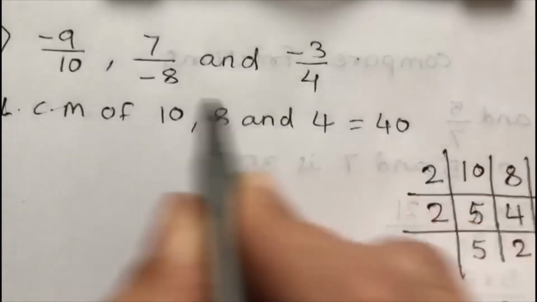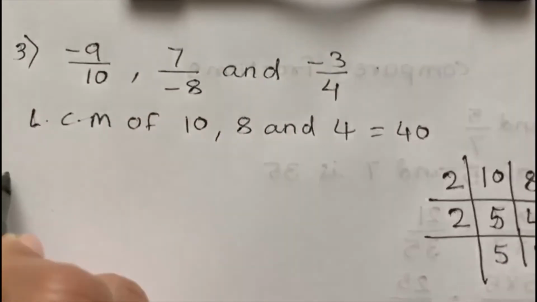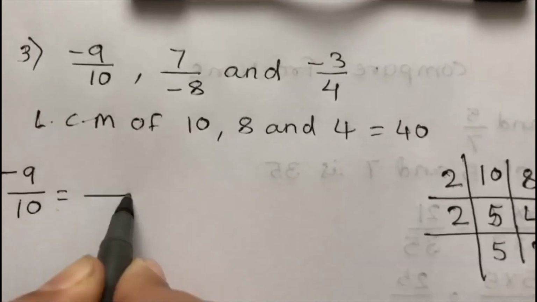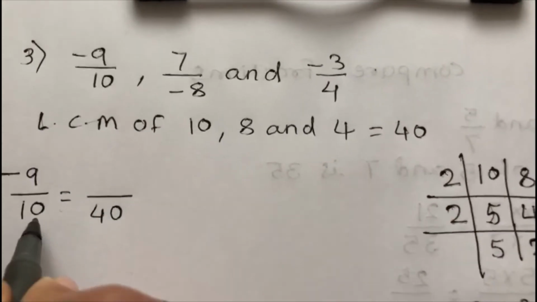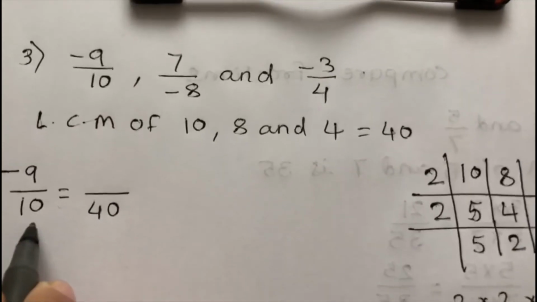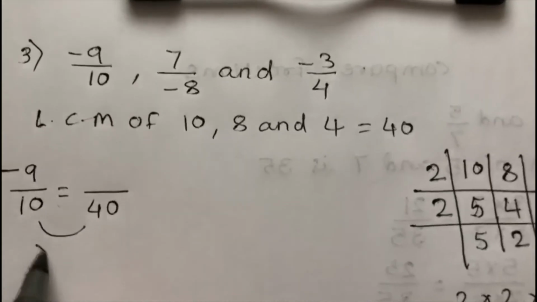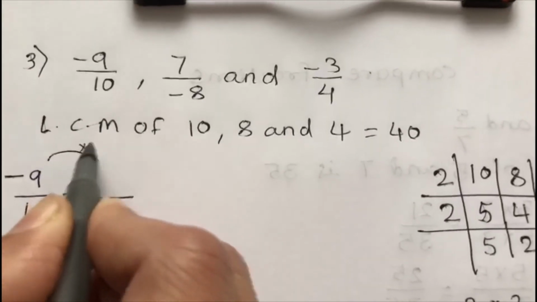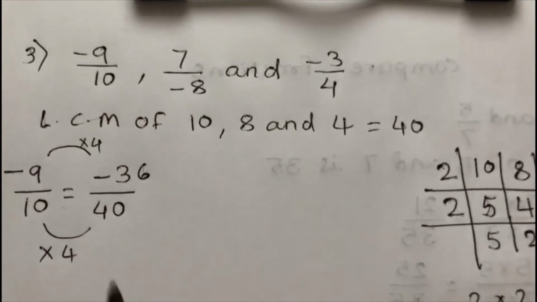And we have to make the denominator as 40. So I write the first fraction, that is minus 9 by 10. So we have to make the denominator as 40. So when we multiply this denominator by 4, then 40 comes. So we will multiply this numerator also by 4. That means minus 36 will come here.